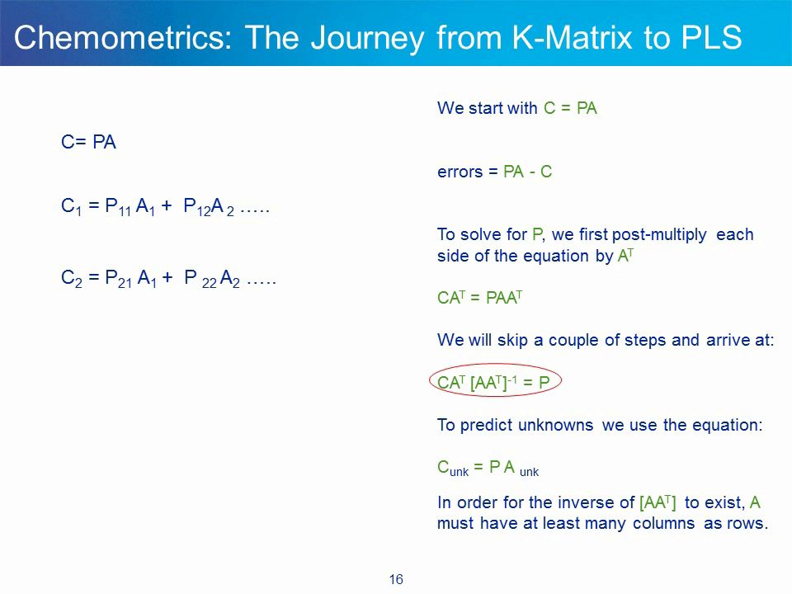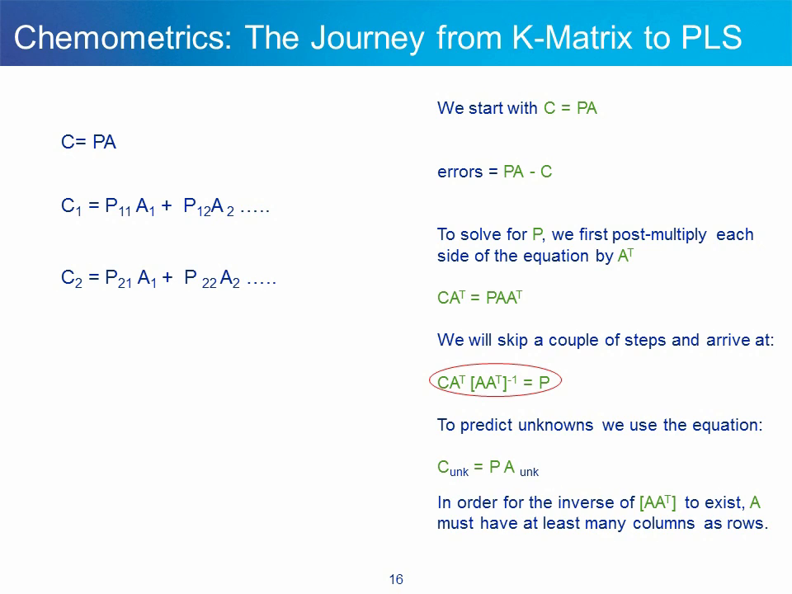Going directly to the prediction, we will use the equation C unknown equals P times A unknown. We see that in order to calibrate a P matrix model, we need to only know the concentration of the component or components of interest. Other components still affect the spectrum, and we model these without knowing their concentration.